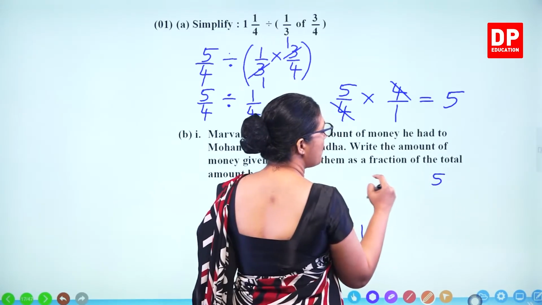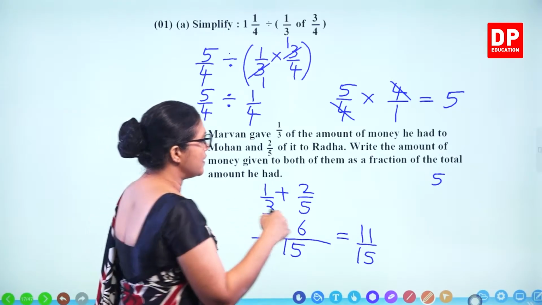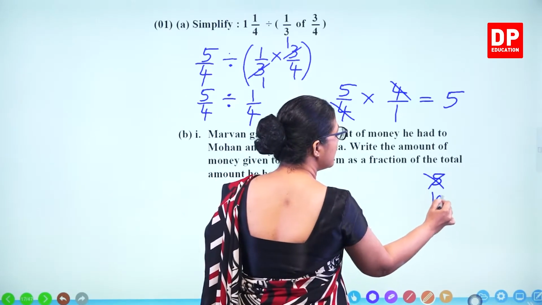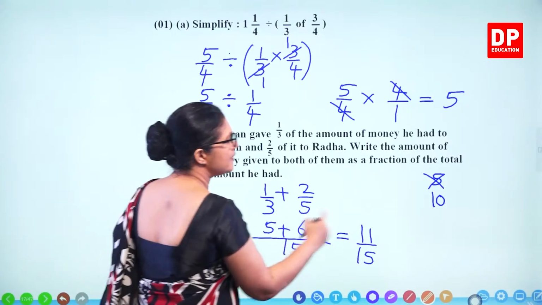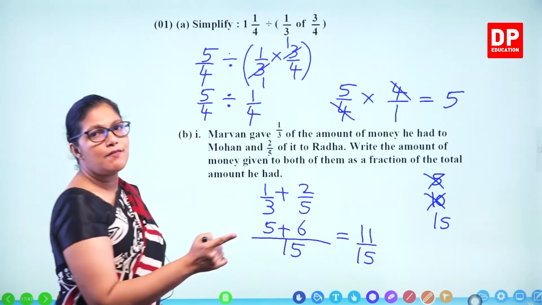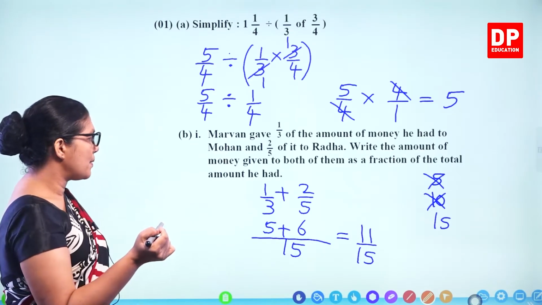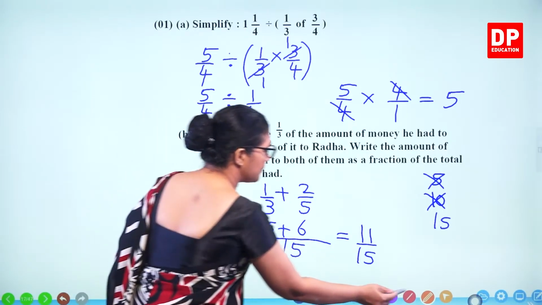Take the largest number out of these. But 5 is not divisible by 3. So, take the multiple. 10 also not divisible by 3. Take the next multiple, 15. 15 is divisible by both 3 and 5. So, that's the lowest common multiple. So, this is the answer.